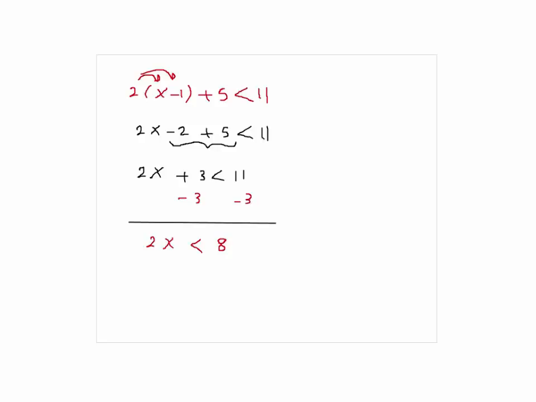So what's the next step? Divide by 2. Okay, divide both sides by 2. So we get 2x less than 8. We divide both sides by 2. Now, as long as you divide or multiply by a positive number, the direction of inequality stays the same as it was before. If you divide or multiply by a negative number, you just have to remember that the direction of inequality changes to its opposite sign. So that would be x is less than 4.